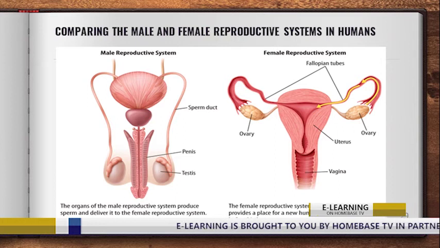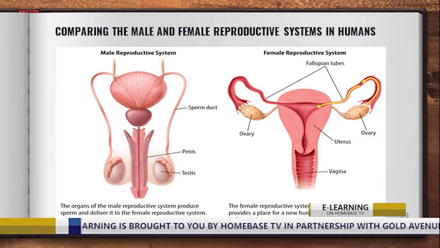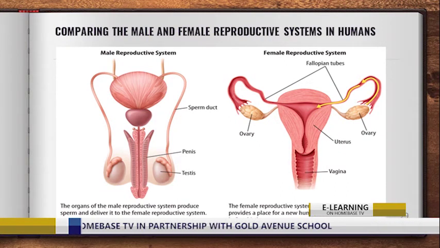I'm making the point again. As you can see clearly from the diagram, it is only in the female reproductive system of humans that we have uterus. The male reproductive system of humans, uterus is absent. What it means is that there is no uterus in the male reproductive system.